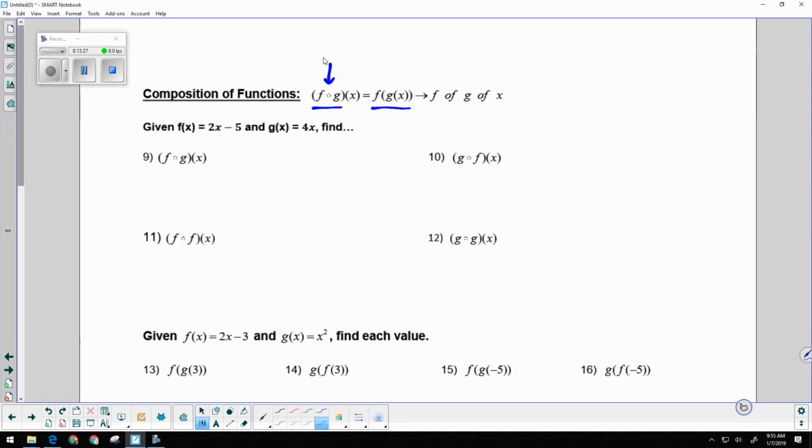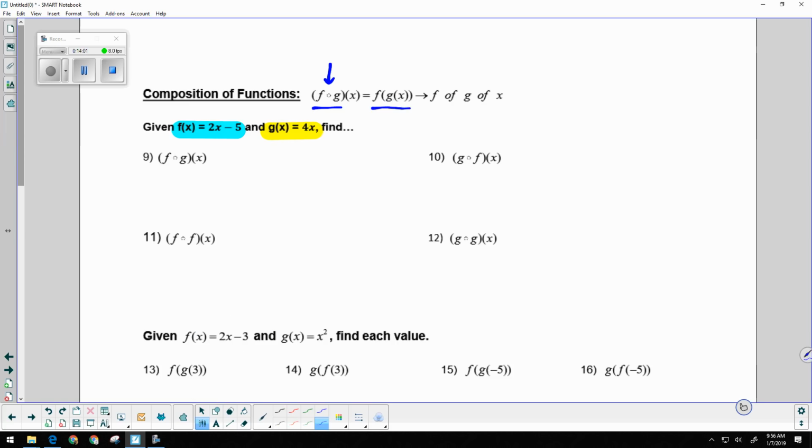How we say that is like it's written right there at the top of your notes: f of g of x. What this composition of functions is actually telling you to do is plug g of x into f of x. Now, let's show that here in number 9 using the following 2 functions, this f of x and this g of x.